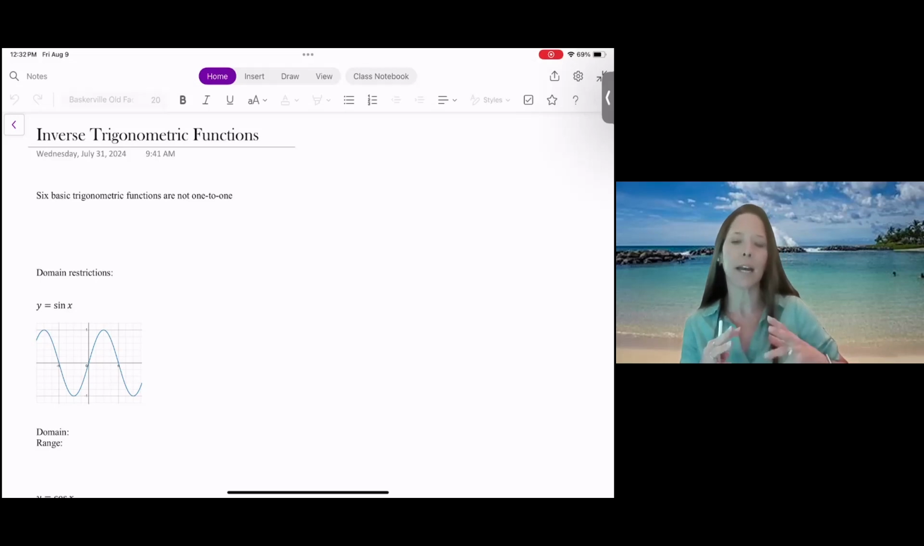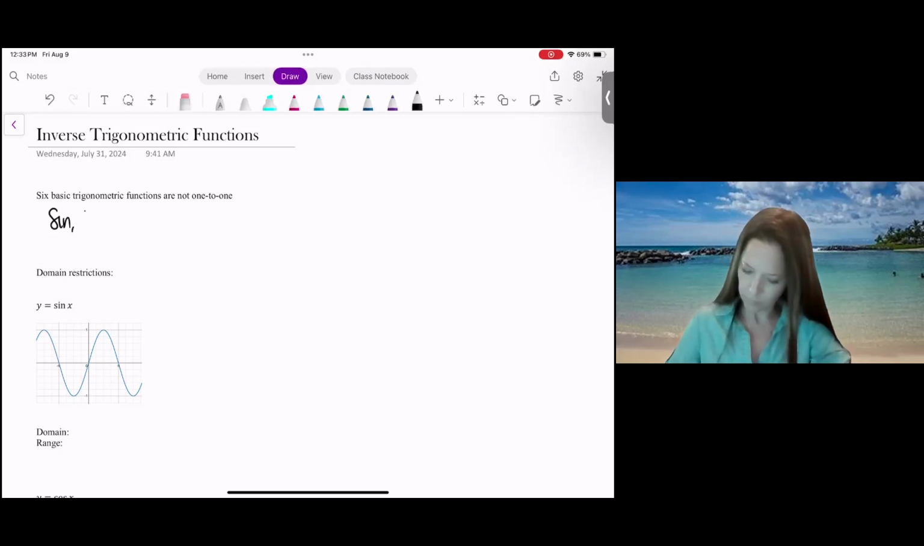So you need to look at your six trig functions in general. Your sine function has this wave that is periodic to pi. Cosine, same thing. Tangent is periodic pi, but that means that it repeats. And so you're getting multiple y values for different x values, which means that it's not one-to-one. And so we're going to need to restrict our domains in order to make these functions one-to-one and thus have an inverse.